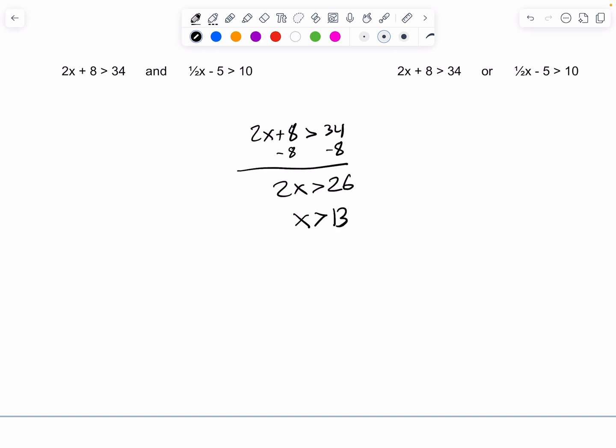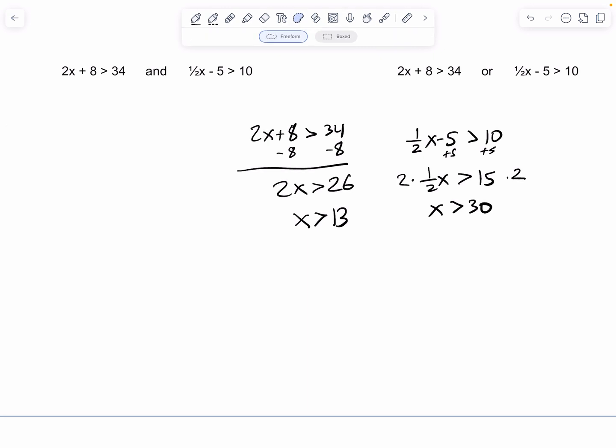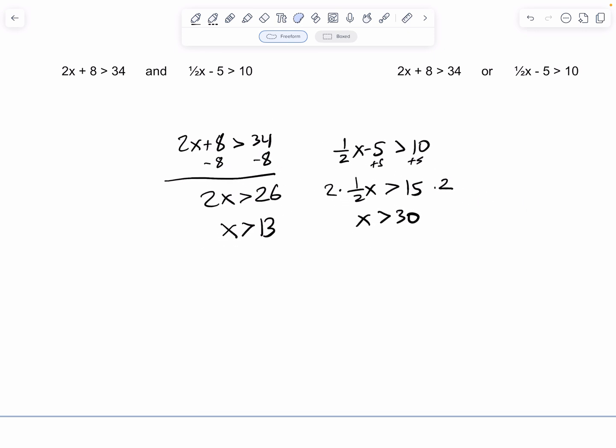Okay? And we have 1/2 of x minus 5 is greater than 10. 1/2 of x is greater than 15. Double both. X is greater than 30. Okay? Move this to the center. Okay, like this.